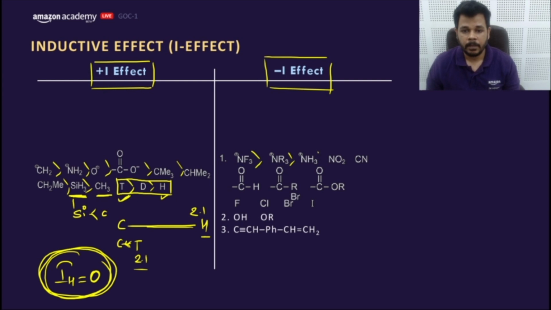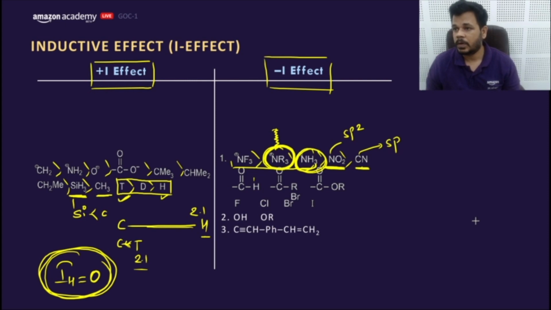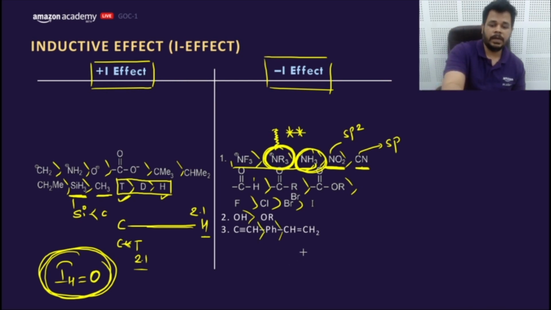Secondly, this is the order of minus I. You can look here. Nitrogen, which is sp2, because of its more electronegativity than the sp carbon, comes before the CN. Similarly, positively charged species withdraw more compared to the neutral one, so they come first. The only exception is this: NR3+ is more electron withdrawing than NH3+. You need to mark it important. Then CHO, COO and C double bond OR, F, Cl, Br and I. This is the one which I'm not going to explain now. We need to learn it.